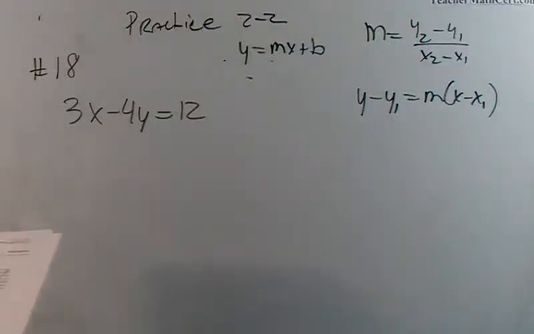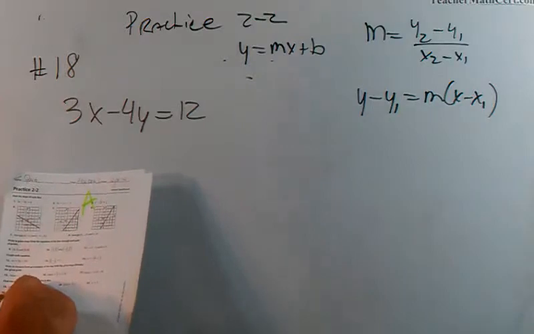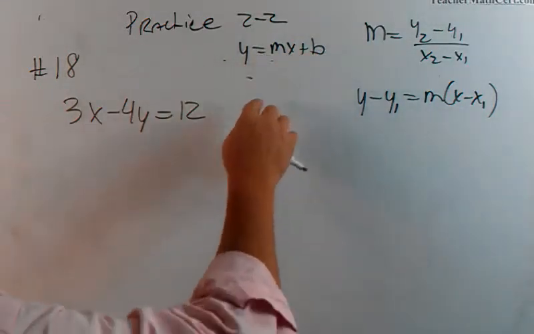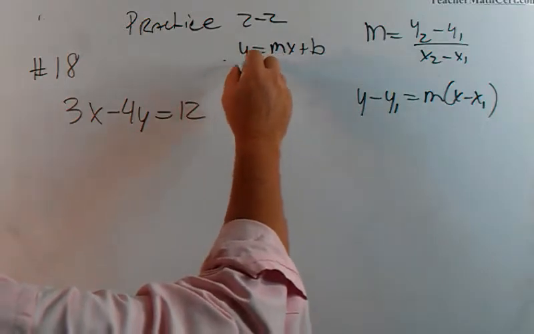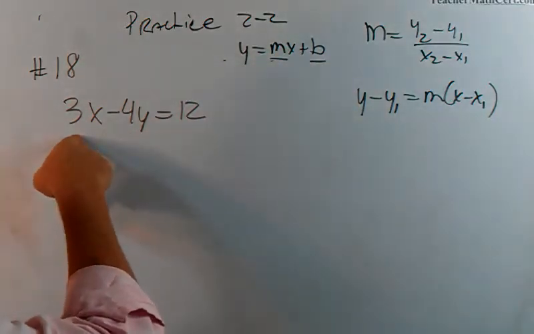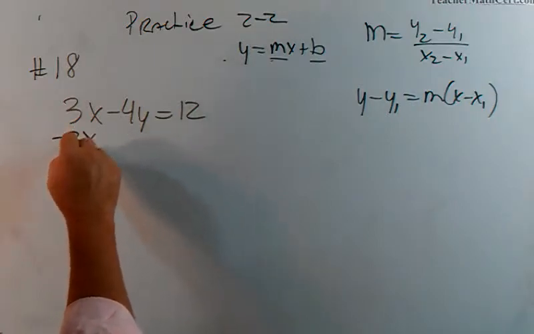Alright, number 18 says find the slope and the intercept of each line. Well, that's easy. We just have to put it in y equals mx plus b format, the slope-intercept form, right? So what are we going to do? We're going to subtract 3x from both sides.